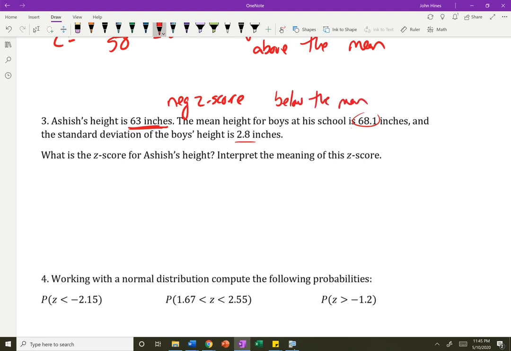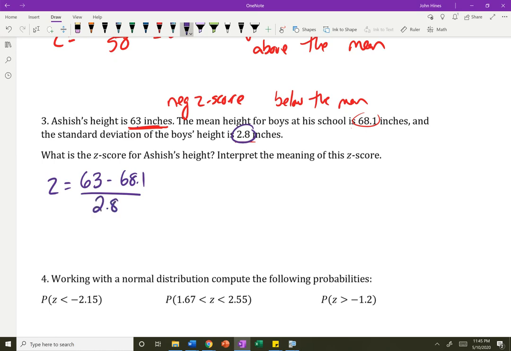And the standard deviation is 2.8. What is Ashish's z-score? Well, how do I compute a z-score? Value minus the mean. 63 minus 68.1. The value minus the mean, in terms of, though, I don't care how many inches he is away from the mean.